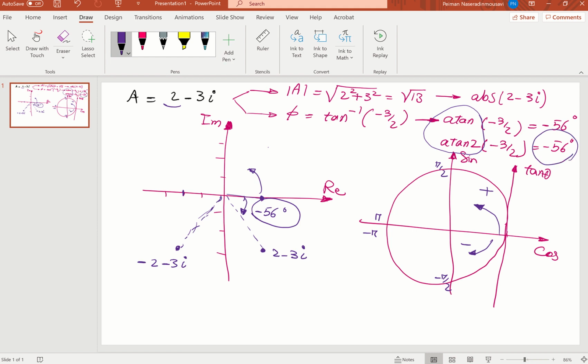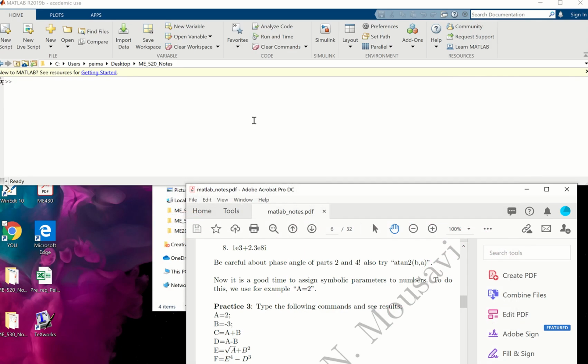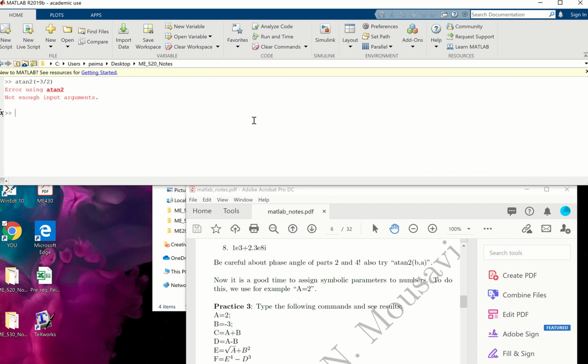So let me use MATLAB and we see what we have. Say atan2 of minus 3 divided by 2. This gives you this number, and if you remember, you have to multiply by 180 divided by pi to give you the angle. And then the other number is minus 123.6. So you see that atan2 gives you a proper number.